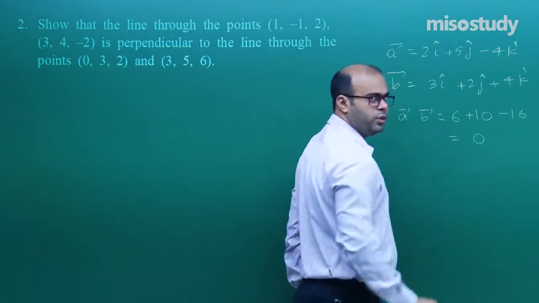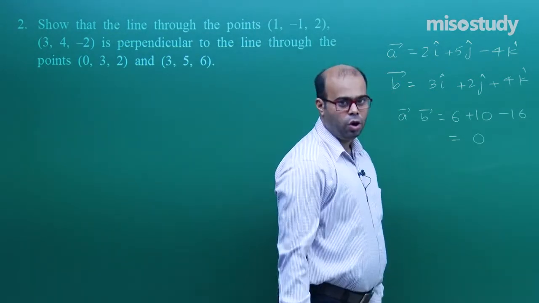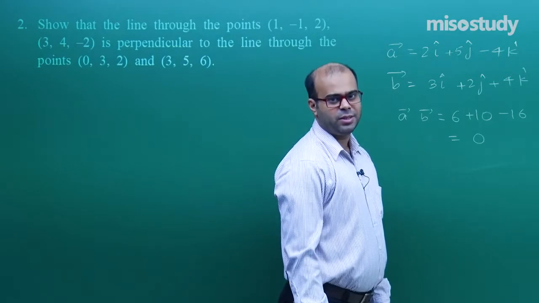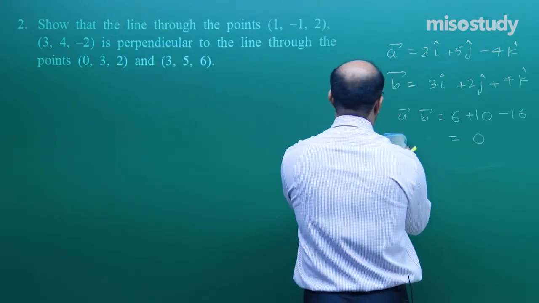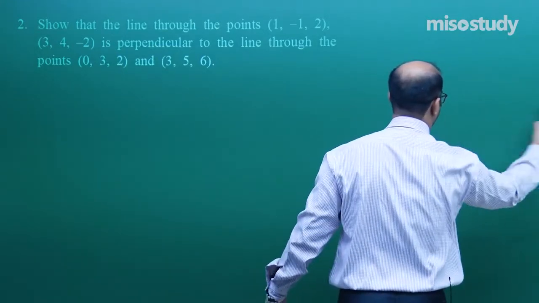So this will come out to be 0, which means since A and B are non-zero vectors, the angle between them is 90 degrees. So these are perpendicular vectors. So this is how we will solve this question.